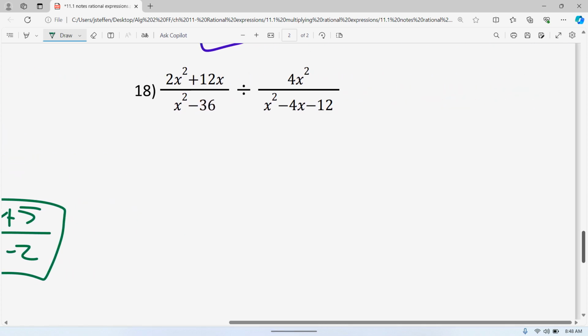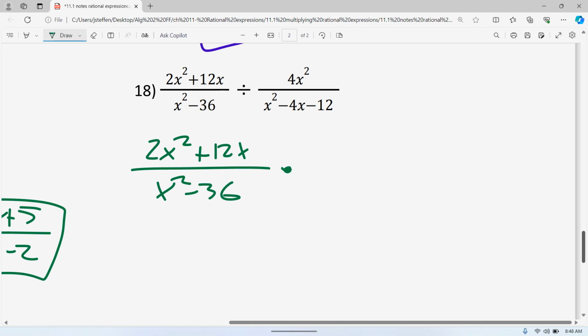Like I said, that's it. I'm saying that's literally the only difference between multiplying and dividing. It's just that very first step. So again, for this one, first get it into a multiplication problem. So x squared plus 12x over x squared minus 36. Again, if you want to factor first, that's on you. I think it's just simpler mentally to go ahead and flip it first.